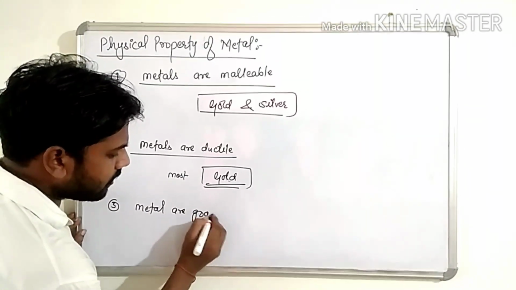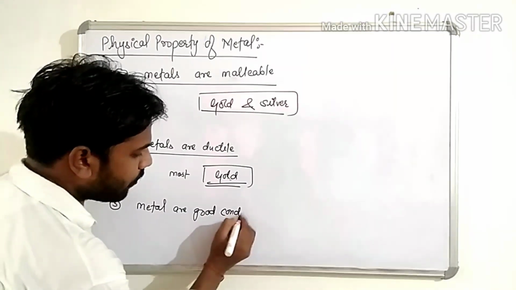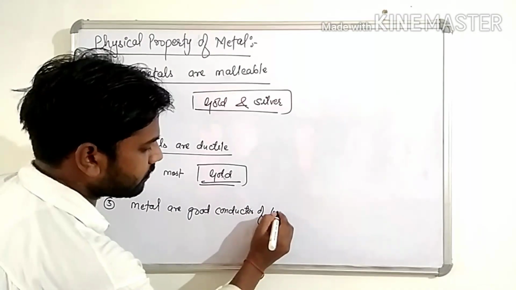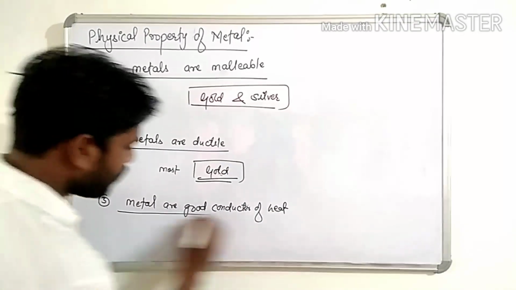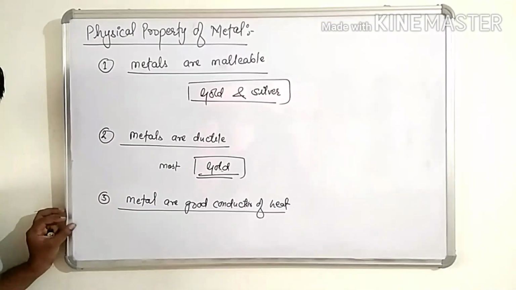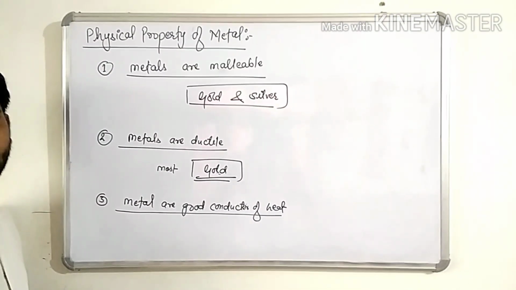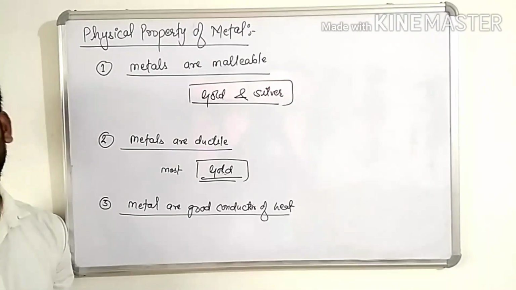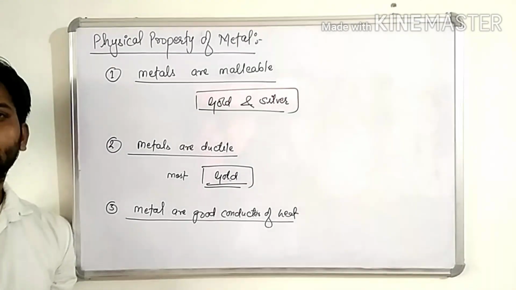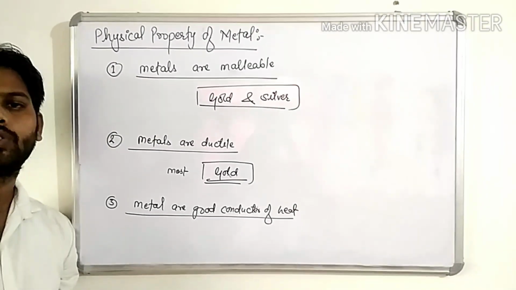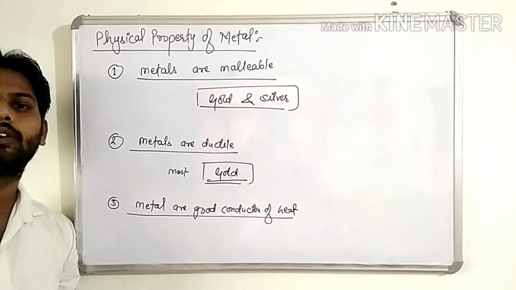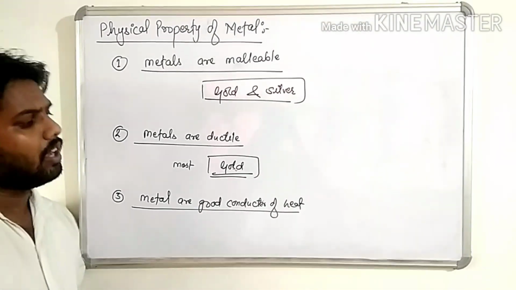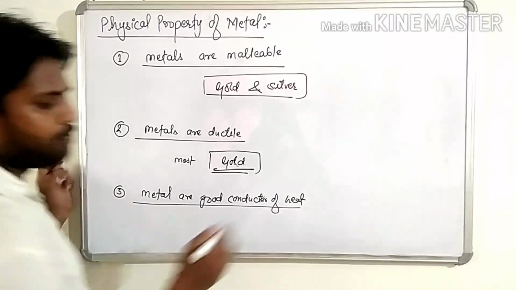Third, metals are good conductors of heat. All the metals are good conductors of heat. Being very good conductors of heat, metals are used in cooking utensils. They are widely used in our daily life. See children, write in a copy.